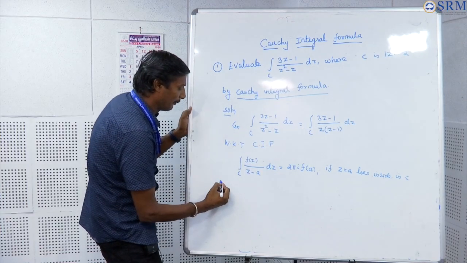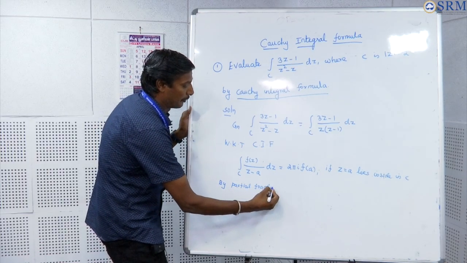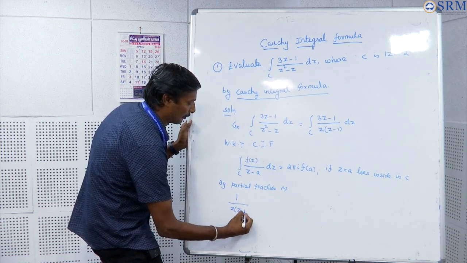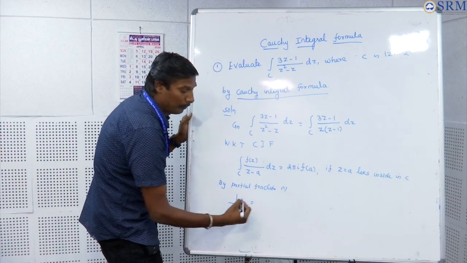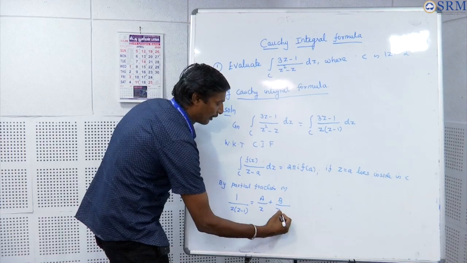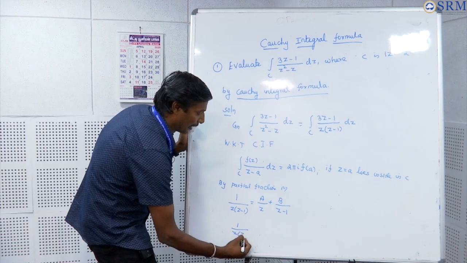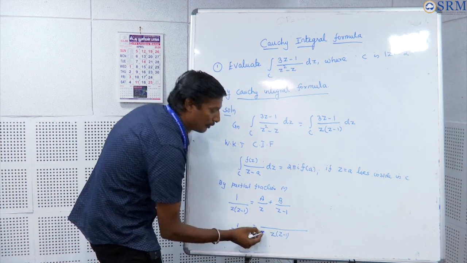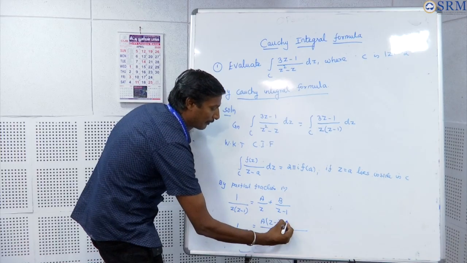So by using the partial fraction method, 1 upon z into (z minus 1) can be written as a upon z plus b upon (z minus 1), using two constants since the denominator is degree 2. So 1 upon z into (z minus 1) is equal to a over z plus b over (z minus 1). Multiply by the denominator z into (z minus 1): for a, the missing term is z minus 1, so a is multiplied by (z minus 1).